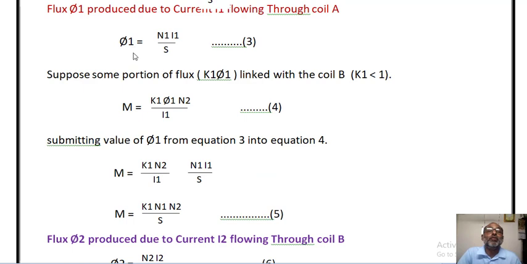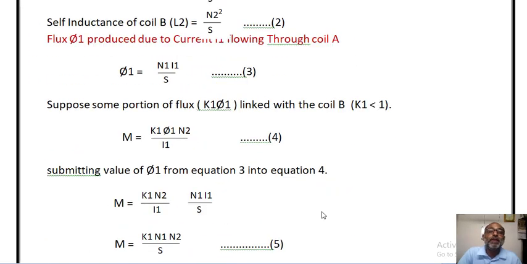Now substituting the value of Φ1 from equation 3 in equation number 4, here we can get the equation M is equal to K1 N2 by I1 into Φ1, and we can put the value of Φ1. So Φ1 is nothing but N1 I1 by S. So here I1 gets cancelled. So our equation becomes M is equal to K1 N1 N2 divided by S. That is our equation number 5. So this is the mutual inductance between two coils.